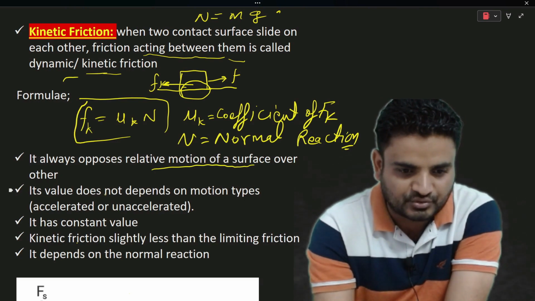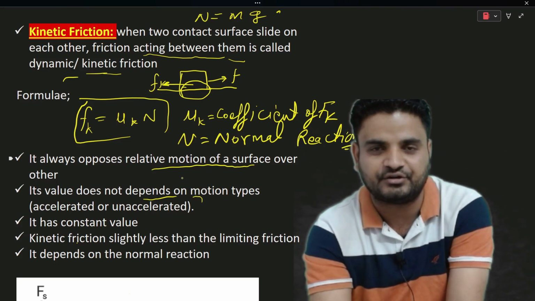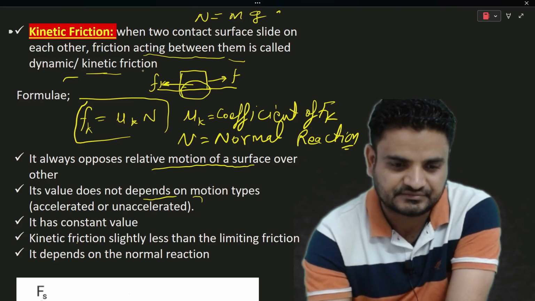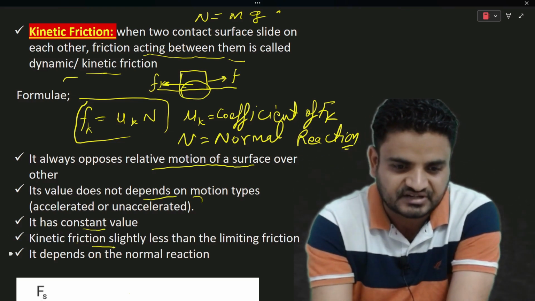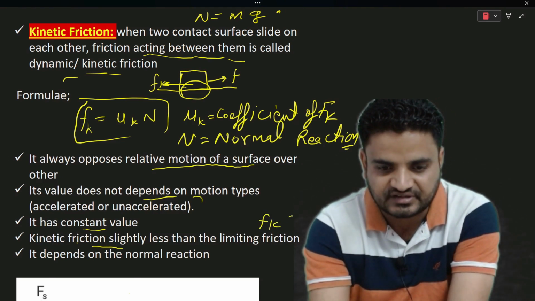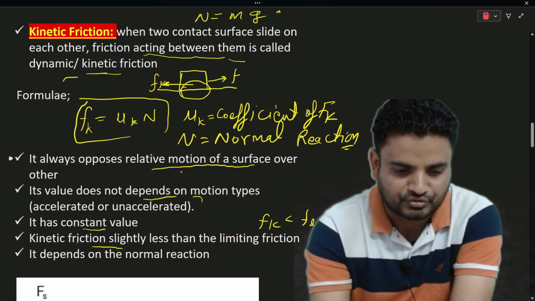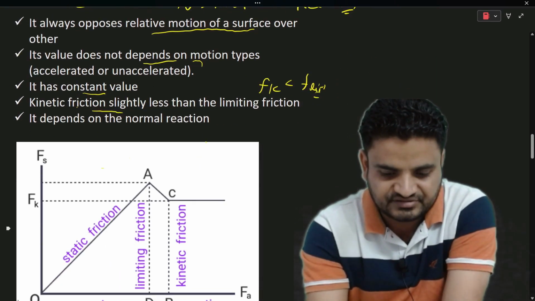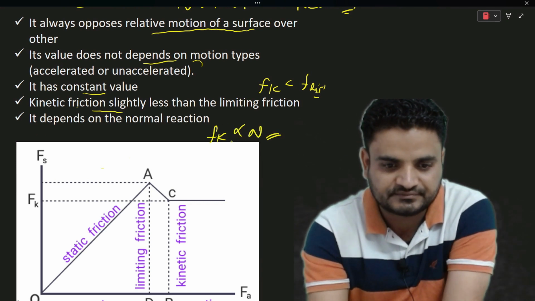Its value does not depend on motion types, meaning either motion accelerated or non-accelerated. Kinetic friction value always remains constant. Okay. Next one, it has constant value. Kinetic friction is slightly less than the limiting friction. It depends on normal reaction, which means kinetic friction is directly proportional to the normal.